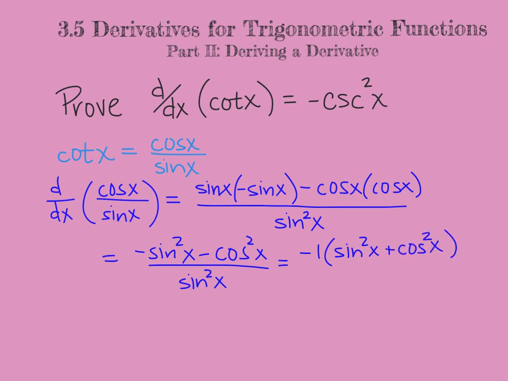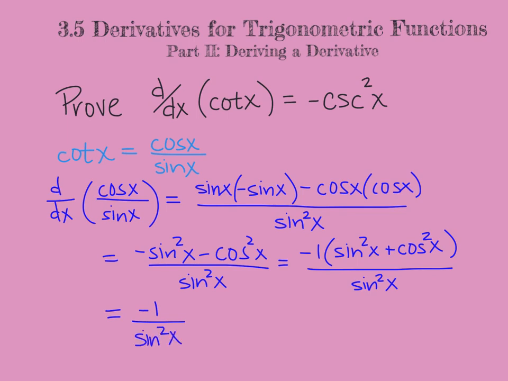If you remember back from your trigonometry days, this is the most famous identity in trigonometry, which is that sine squared plus cosine squared equals 1. And we can actually derive the other two trig identities from this one by dividing, but this is the main one. So sine squared plus cosine squared equals 1. So we have -1 times 1, which is just -1 in our numerator. So moving over here, we'll have -1 over sine squared.